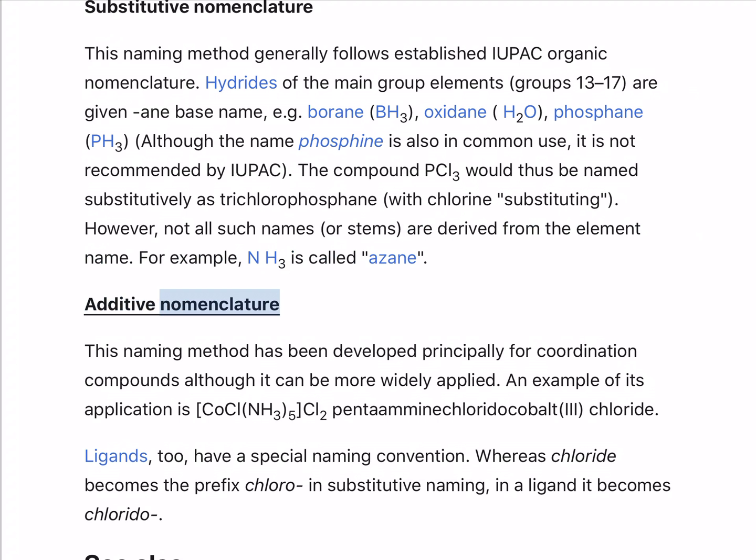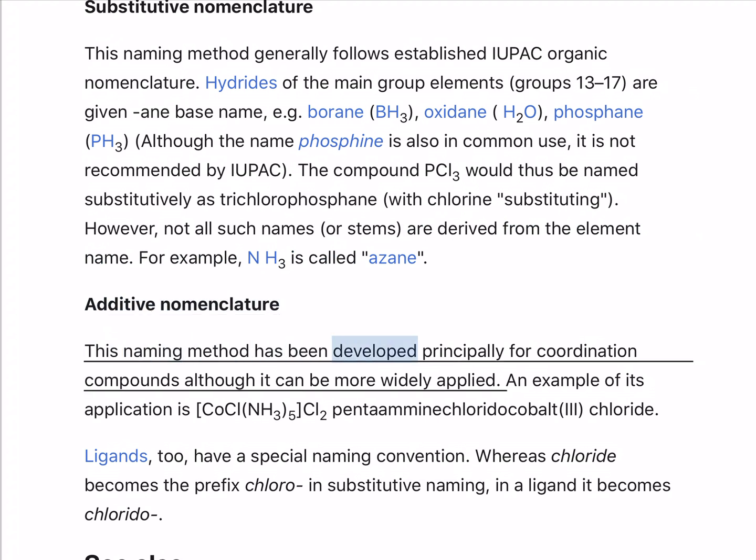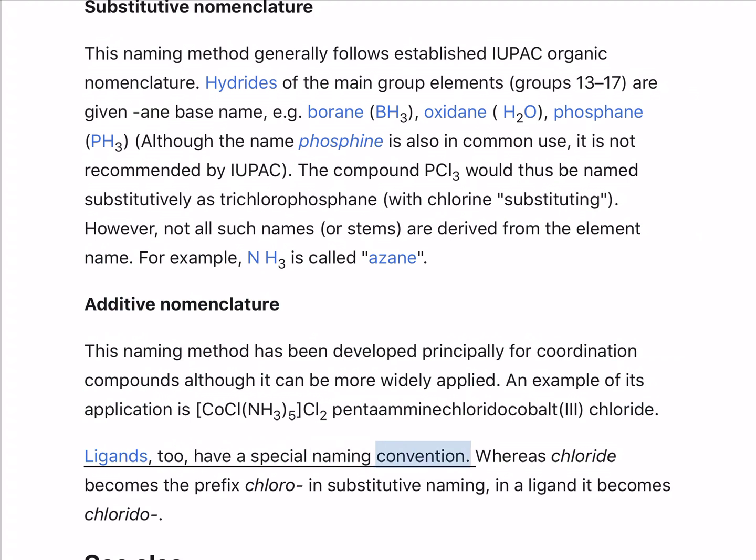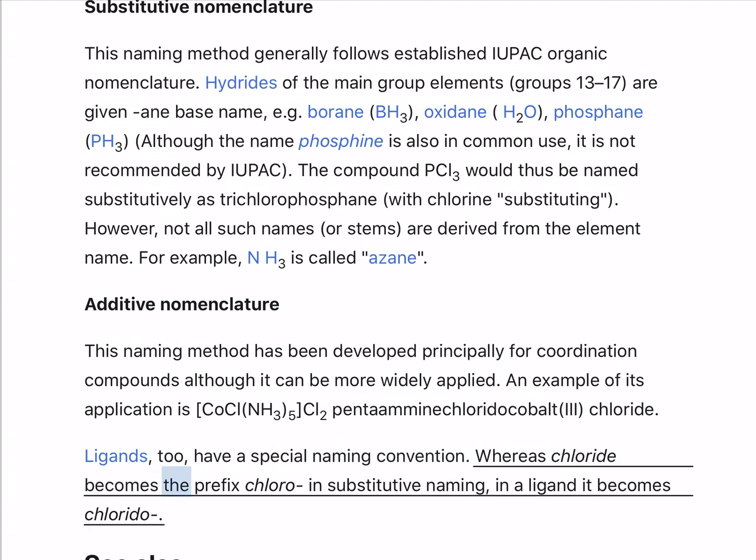Additive nomenclature. This naming method has been developed principally for coordination compounds, although it can be more widely applied. An example of its application is [Co(NH3)5Cl]Cl2, pentaamminechloridocobalt(III) chloride. Ligands have a special naming convention. Whereas chloride becomes the prefix chloro in substitutive naming, as a ligand it becomes chlorido.